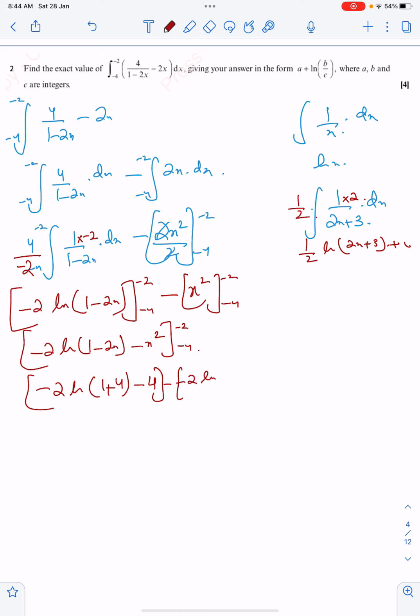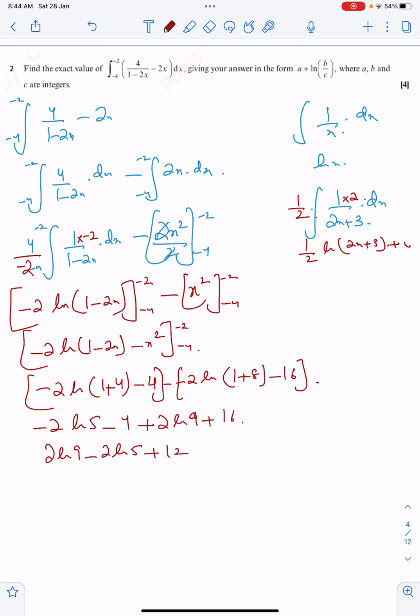So minus 2 ln 1 minus 2 into minus 4 is plus 8, minus 4 square is 16. Okay, let's simplify this. Minus 2 ln 5 minus 4 plus 2 ln 9 plus 16. Okay, so I'm writing 2 ln 9 minus 2 ln 5 plus 12.